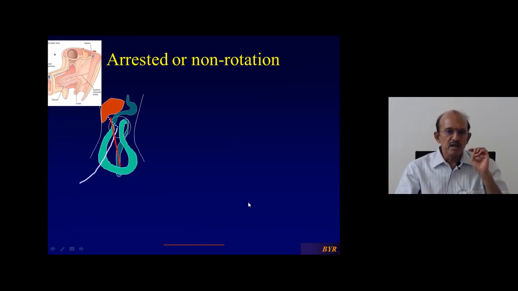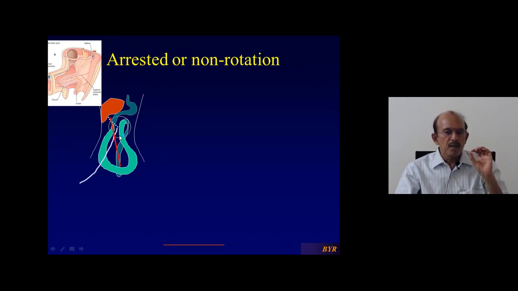What is arrested or non-rotation? This is the midgut loop at the end of 5th week of intrauterine life, situated in the umbilical cord. What I said was, because the umbilical opening is narrow, the whole of the midgut loop can't go inside at a time. That's why it gradually goes inside. So first the prearterial segment goes inside, later the postarterial segment follows it in an order.